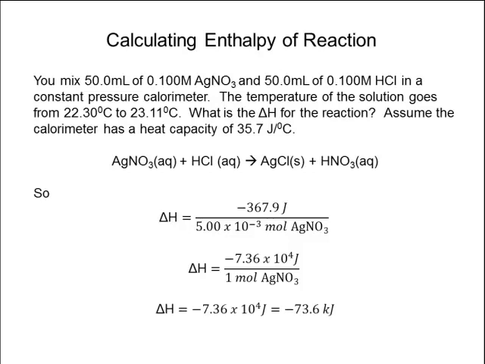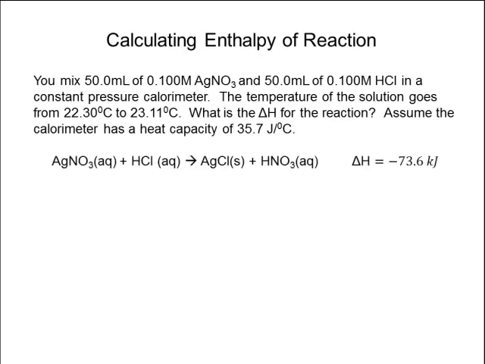Now, when we write those delta H values, if we've got a large number for joules, a lot of times they're reported as kilojoules. When we report this out, we can just report it as the balanced equation followed by delta H equal to negative 73.6 kilojoules. We could put kilojoules per mole, but the negative 73.6 kilojoules written there means it goes with that balanced equation. In that balanced equation, we have 1 mole of silver nitrate and 1 mole of HCl, so we don't need to write kilojoules per mole necessarily.